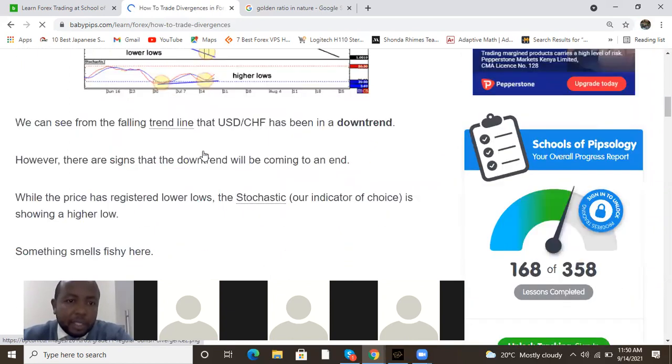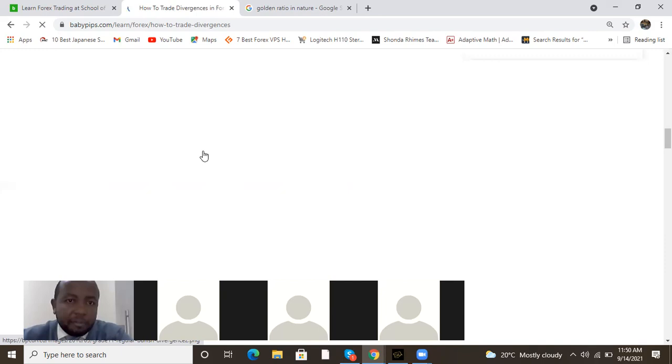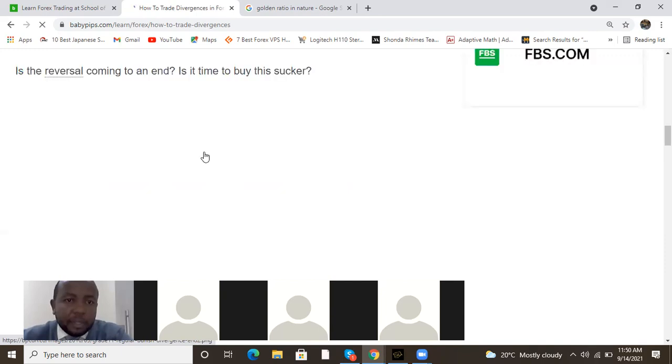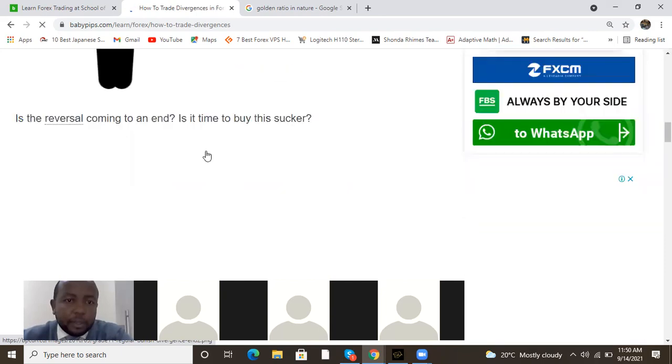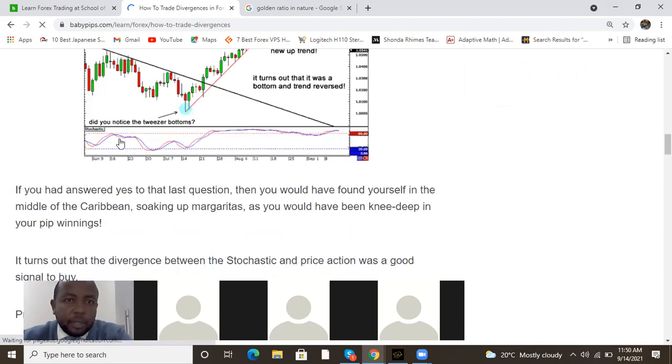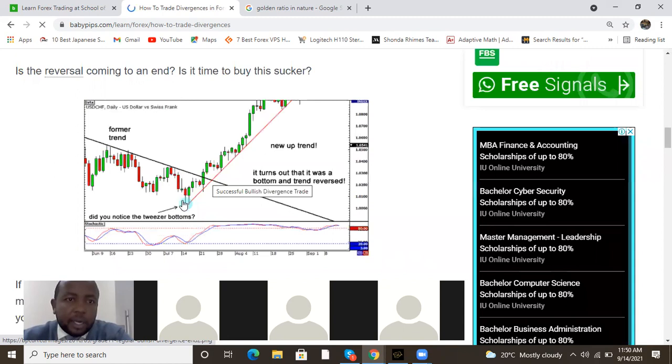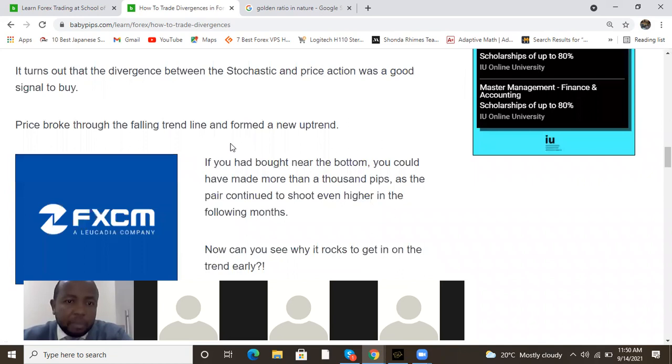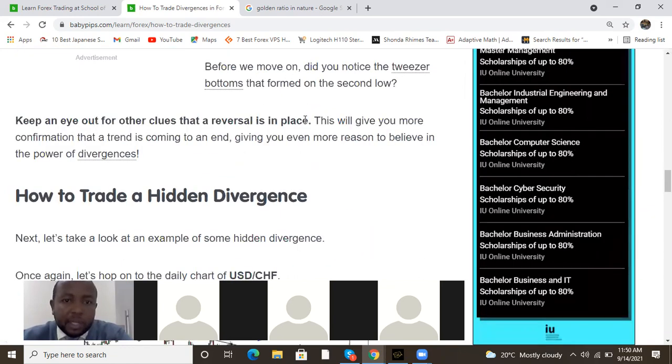So let's see what happened. Sorry, my internet is kind of slow. Yeah, and you can see exactly what happened. You can see it even broke the trend line. You can notice also there was a tweezer bottom. So always remember, candlesticks, you'll never do without them. So that's why there was a regular bullish divergence there. Keep an eye out for other clues that the reversal is in place.